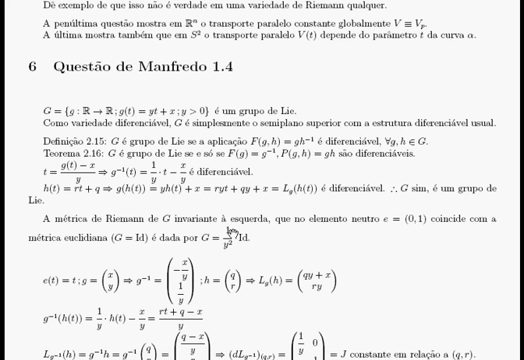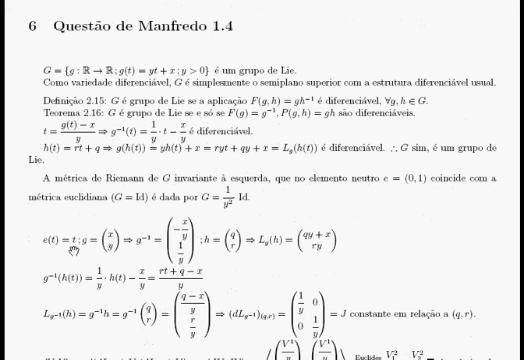The Riemannian metric of G, left invariant, such that at the neutral element e = (0, 1) it coincides with the Euclidean metric, g equals identity, is given by G equals 1 over y² identity. Let us see. Who is the identity? (0, 1). Who is g? (x, y). Who is g inverse? (1/y)(−x, 1)... Who is h? (q, r). Who is the product? (qy + x, ry). Who is g inverse of h? It is (q − x over y, r over y).